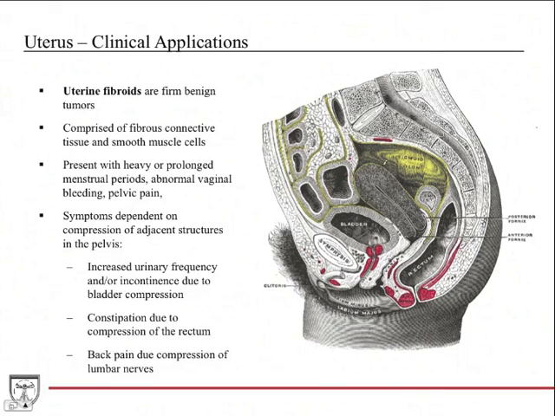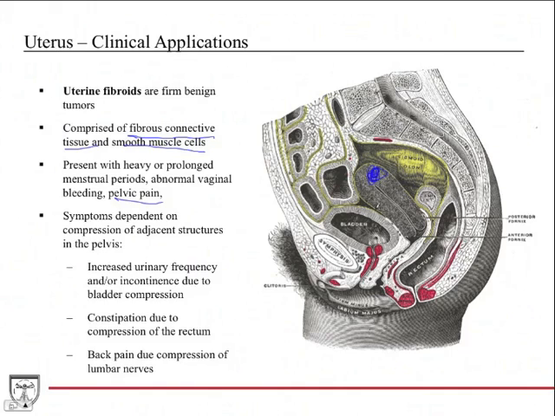Uterine fibroids are firm, typically benign tumors that occur within the uterus. They're comprised of fibrous connective tissue and smooth muscle cells. They typically present with heavy or prolonged menstrual periods, abnormal vaginal bleeding, or pelvic pain. It could be any one of these symptoms or all of them, or any combination. The symptoms depend on compression of adjacent structures. These fibroids form within the walls of the uterus, and if you have one in here where it's not bothering any adjacent structures, you may just have these symptoms: the bleeding, especially with menstrual periods, and pelvic pain.